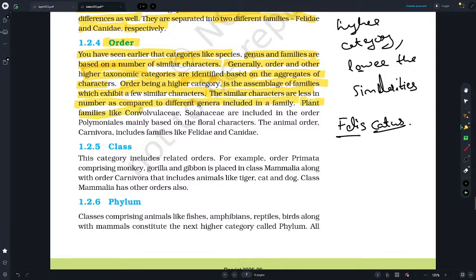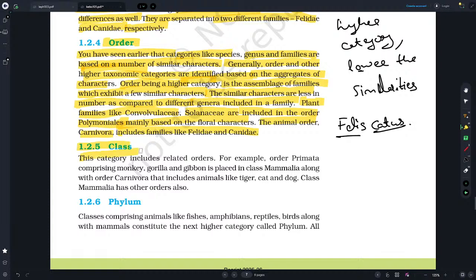Plant families like Convolvulaceae and Solanaceae are included in the order Polemoniales, mainly based on the floral characters. Convolvulaceae and Solanaceae families come under the Polemoniales order, which is based on floral characters. The animal order Carnivora includes families like Felidae and Canidae. Carnivora is an order and it includes the families Felidae and Canidae.